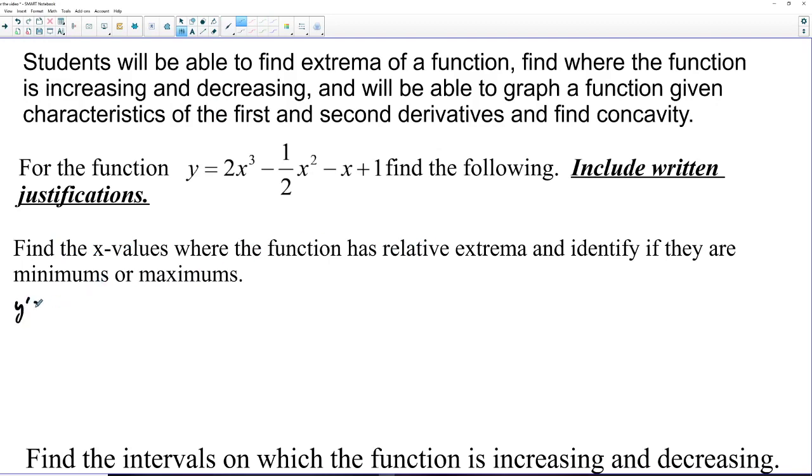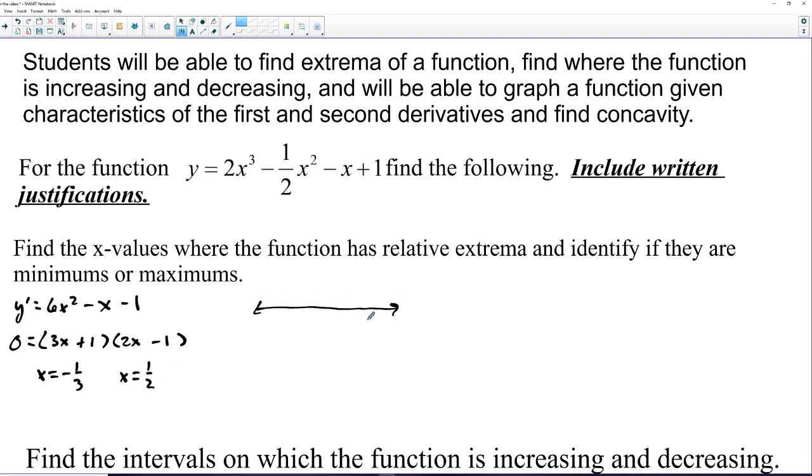So let's take the first derivative. We have 6x squared minus x minus 1. Now extrema will happen where the first derivative is equal to 0. Now we can factor this into 3x and 2x, then minus 1 and plus 1. So x is equal to negative 1/3, x is equal to 1/2. Let's put those on a number line. We have negative 1/3 and positive 1/2.